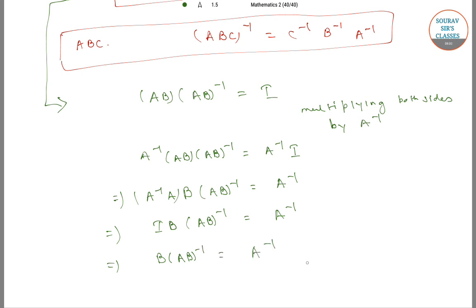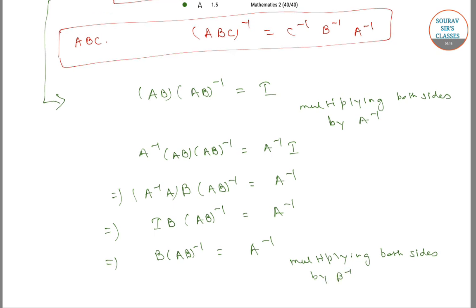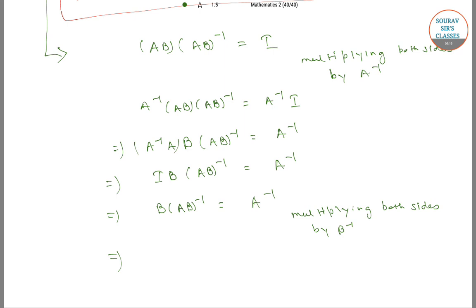Now multiplying both sides by B inverse, we get B inverse into B into (AB) inverse = B inverse into A inverse. This implies (AB) inverse = B inverse into A inverse, as B inverse into B = I.